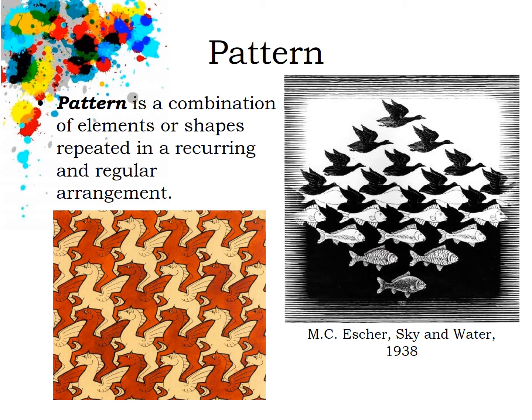All right, let's talk about pattern. Pattern is the combination of elements or shapes repeated in a reoccurring and regular arrangement. Escher is a really awesome example of this. He was the master of repetition and pattern. We've got these red Pegasus next to the beigey yellow Pegasus, and he always finds a way to interlock them and fool the eye.